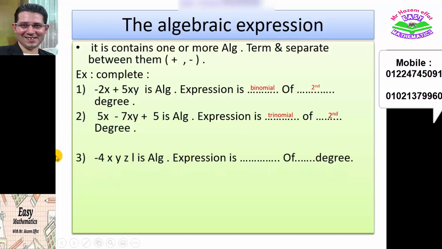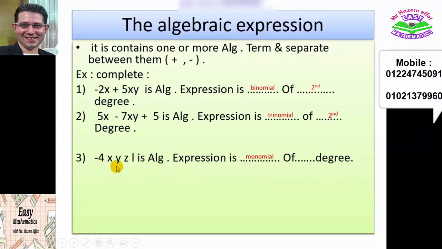Number 3, okay, he gave me here negative 4xyzl. What about this algebraic expression? This is formed from only one algebraic term. Why? Because we haven't here any plus or minus sign separating these symbols. We have just negative 4 multiplied by x multiplied by y multiplied by z multiplied by l. So all of them is considered as one algebraic term. When we have an algebraic expression formed from only one algebraic term, this is called monomial.